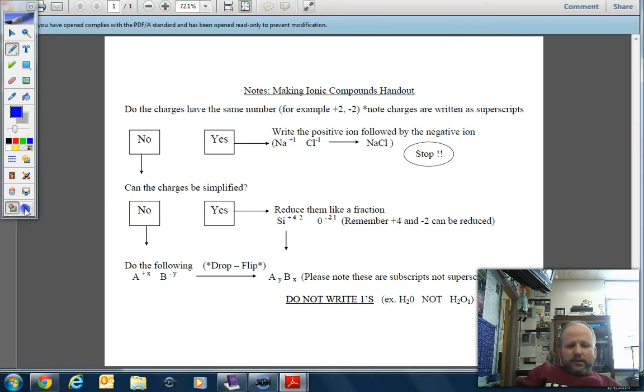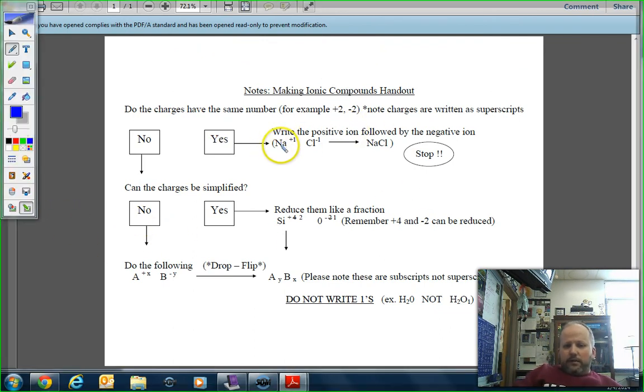Just squeeze the stuff together. You'll notice that our example here is sodium and chlorine. Do they have the same number in their charges? Yes. Take the charges off, squeeze everything together, you're done.